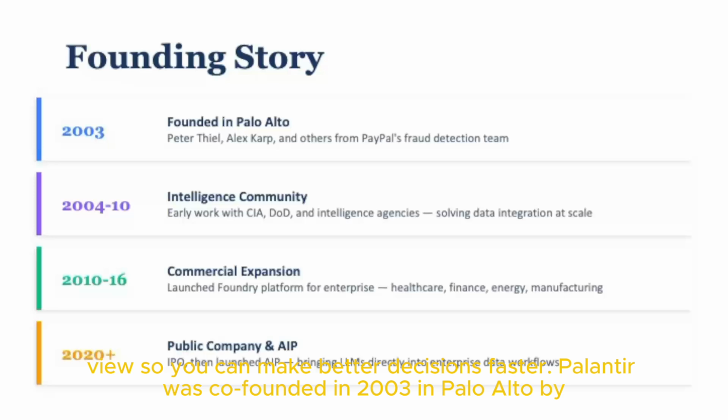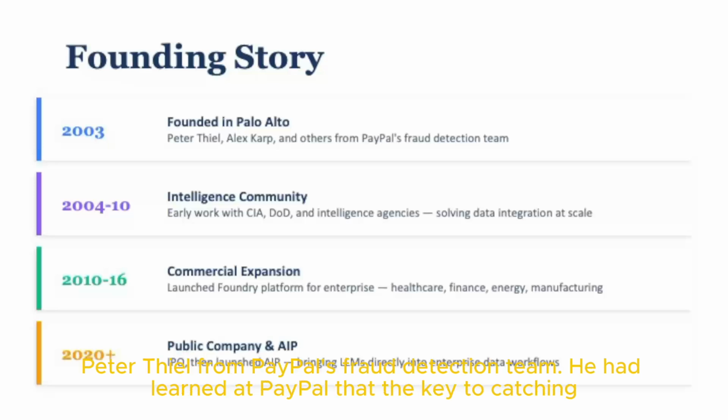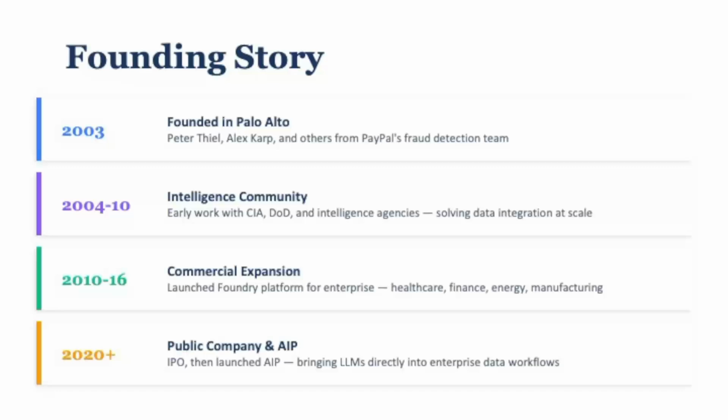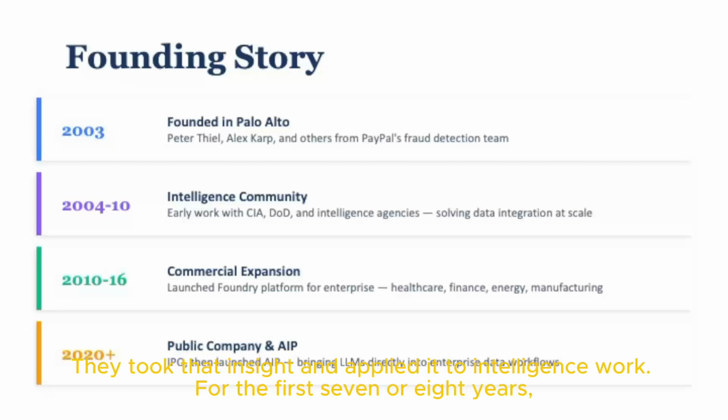Palantir was co-founded in 2003 in Palo Alto by Peter Thiel from PayPal's fraud detection team. He had learned at PayPal that the key to catching fraud was connecting data from many sources into one place where patterns become visible. They took that insight and applied it to intelligence work.